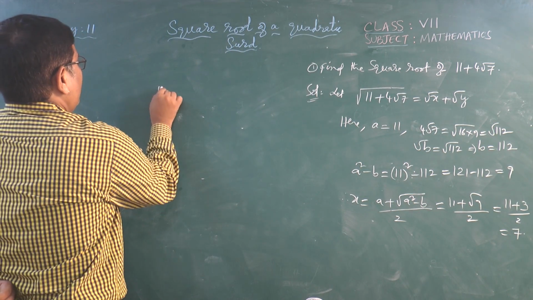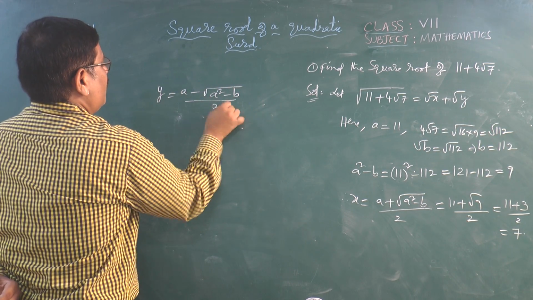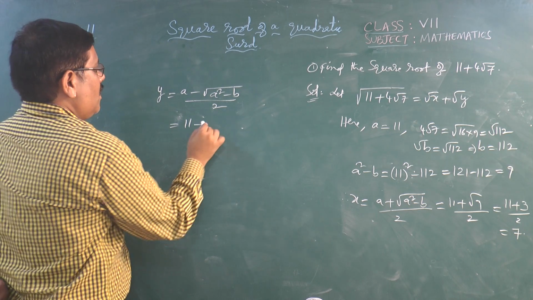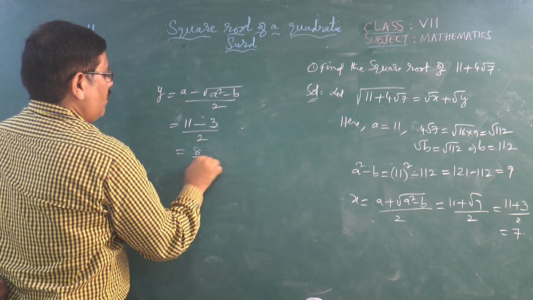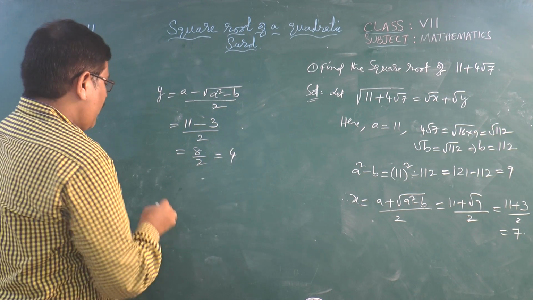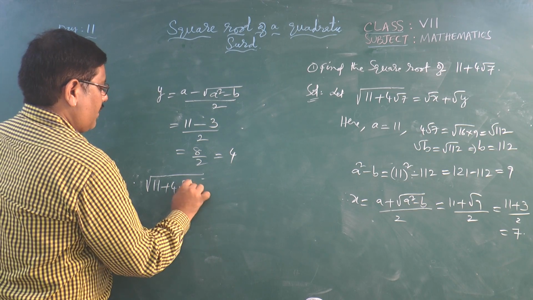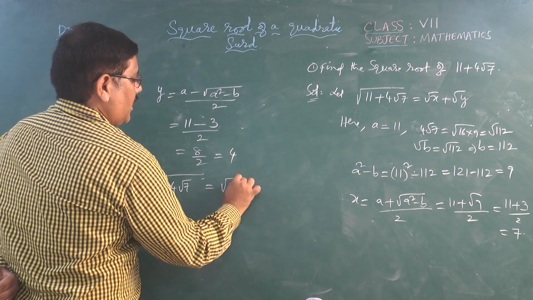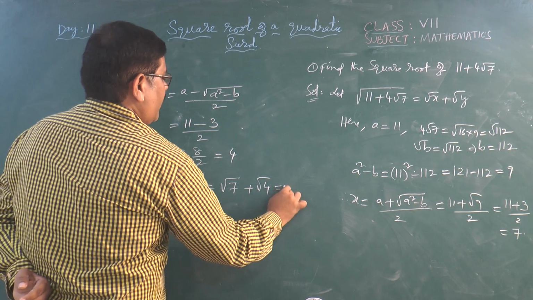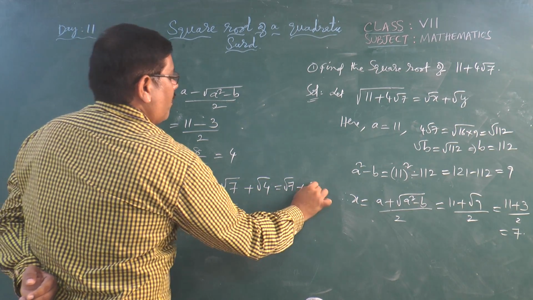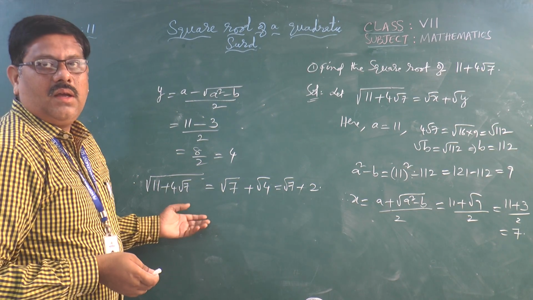Now what about y? y is a minus root over a square minus b by 2. That is going to be 11 minus root over 9, I can write it as 3, upon 2. That is 8 by 2, or else we can write it as 4. Therefore, root over 11 plus 4 root 7 is going to be root x, that is root 7, plus root y, that is root 4, or else we can write it as root 7 plus root 4, whose value is 2. Okay. Now, this is how we can get the required answer.